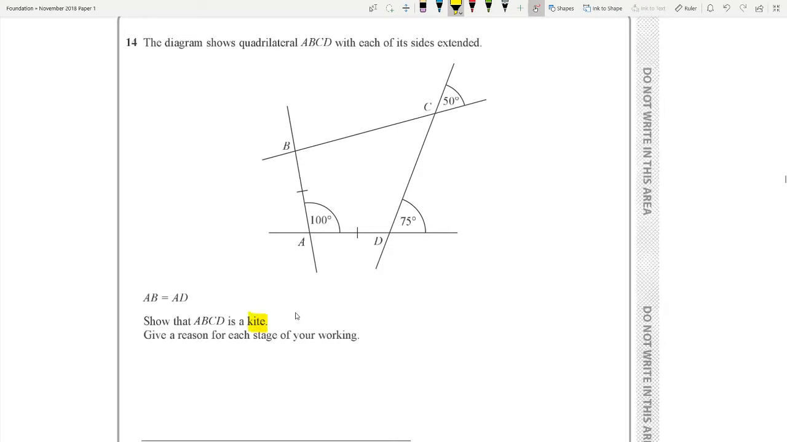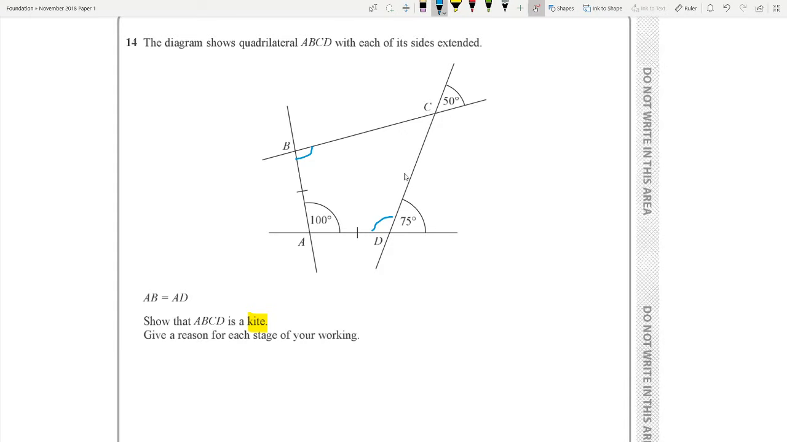So we need to know the basic qualities of a kite. A kite has two particular properties. Number one is that these two lengths are equal. In a kite, these two lengths that I'm showing you here have to be equal, and that's been given already in the question. We're told that AB equals AD, so that's one thing out of the two. The second property of a kite is that this angle here is the same as this angle here.